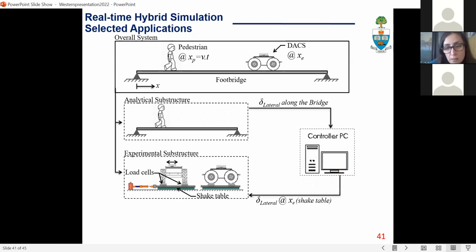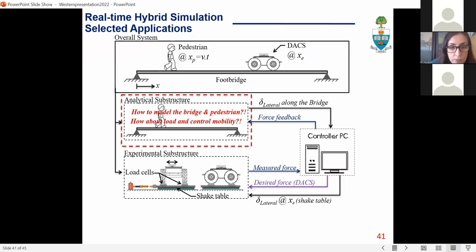And the idea is quite similar to the regular implementation of the real-time hybrid simulation, but there are some very important differences. When we are using real-time hybrid simulation in building applications, the external load has fixed locations. So we know the load history, if it is from wind or from earthquake, we know the entire history before the real-time hybrid simulation starts, and we know the location of the application of that force. It doesn't change.